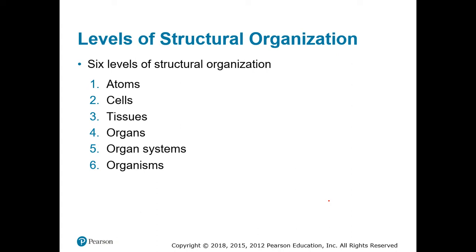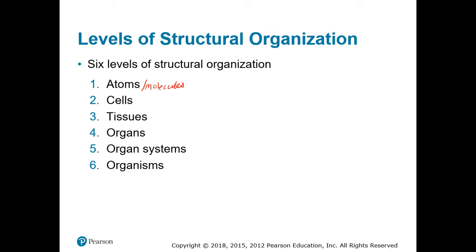So our 6 levels are atoms. In your notes, atoms are also sometimes called molecules because 2 or more atoms can come together to form a molecule if you've taken chemistry. Molecules will come together to form cells, which are the basic unit of all of life. These come together to form tissues. Tissues come together to form organs. Organs come together to form organ systems, and these all work together to create an organism.